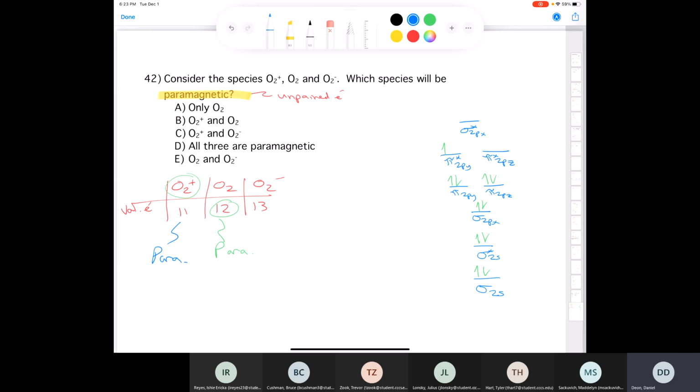And if I want to do O2 with 2 minus charge, I'm going to add 2 electrons from what I've got now. So I'd put 1, 2 like that. And you can see that I've still got an unpaired electron. So this would also be paramagnetic. And so all 3 of these species are in fact paramagnetic. That concludes the practice exam.